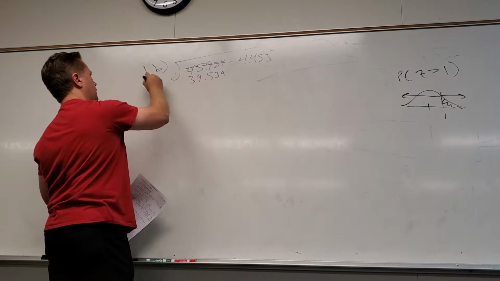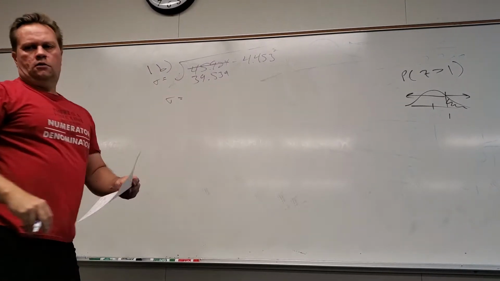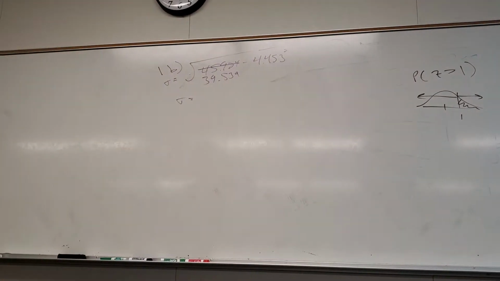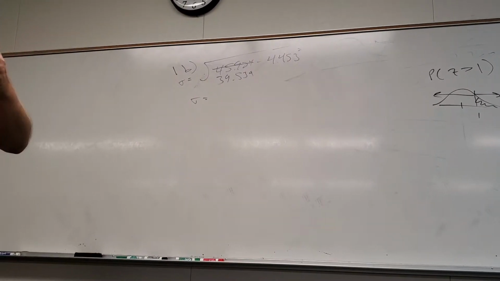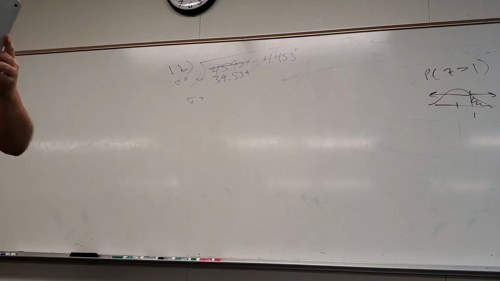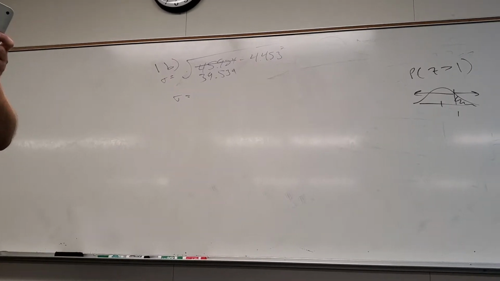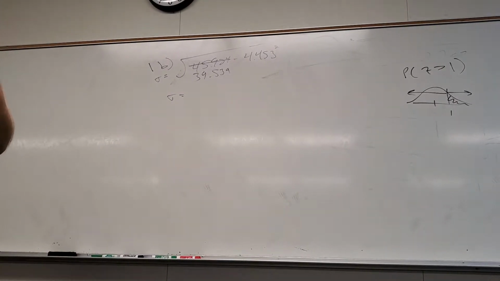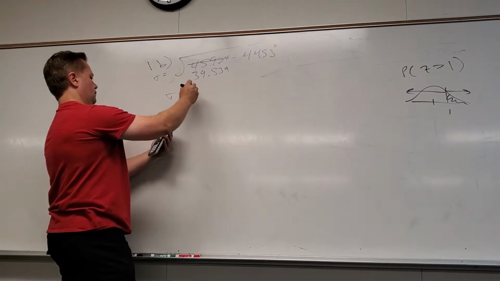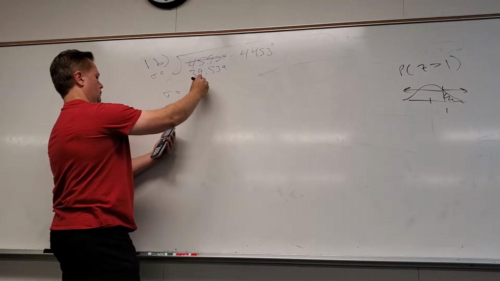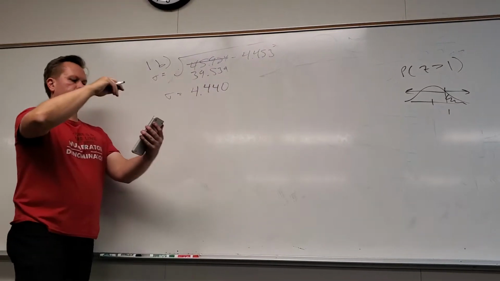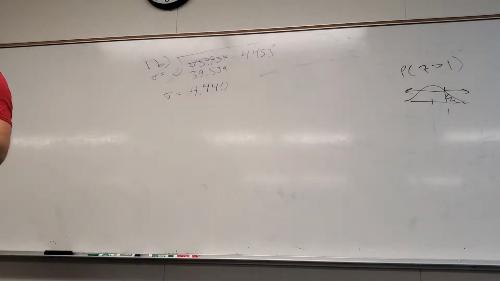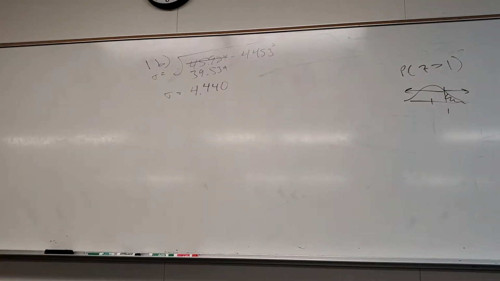So let's calculate this. Oh, Jeff. So what do you guys get for this now? Yeah, like 4.40, 4.440. That's for part B. I like it. So I apologize.